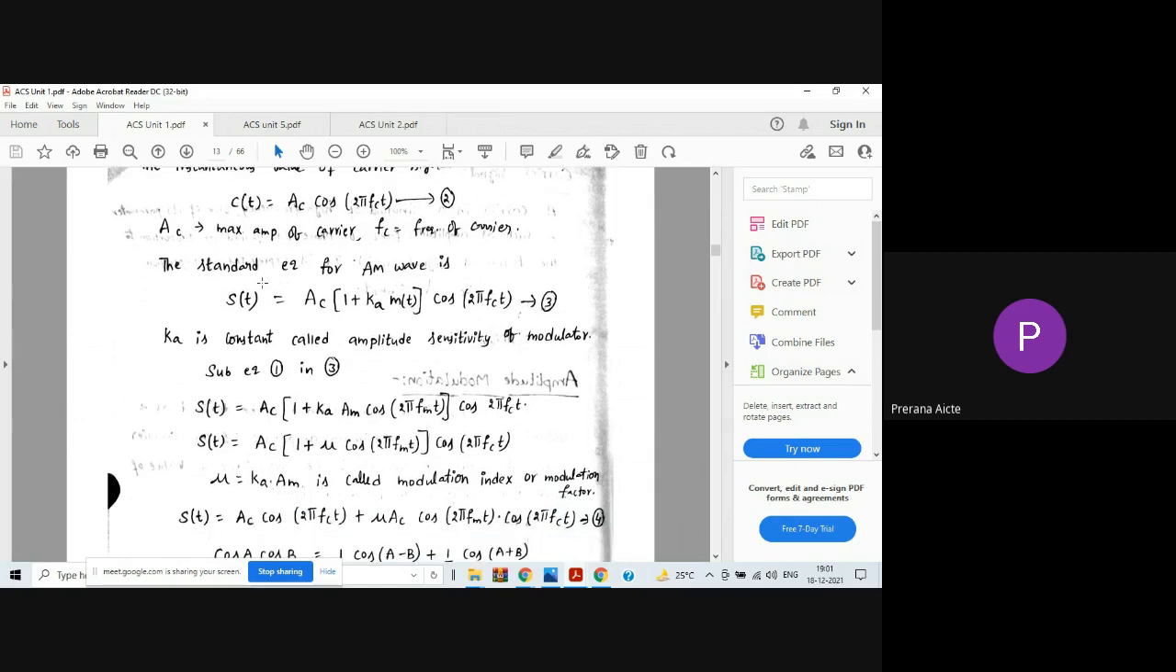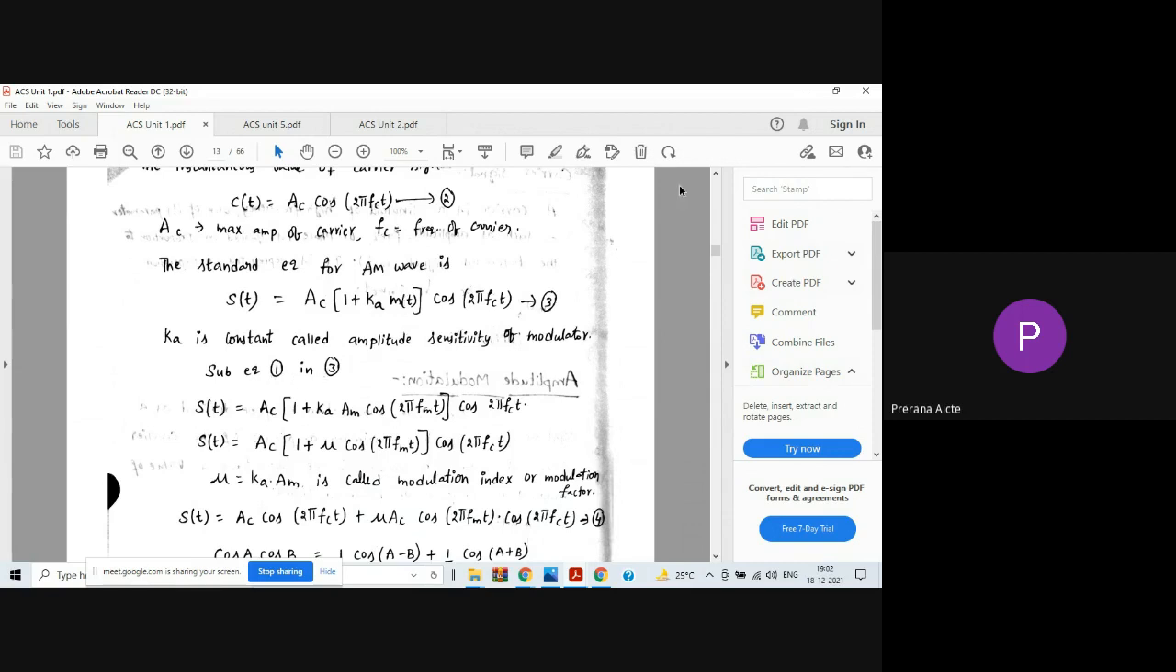So what is that? See, the standard equation for the AM wave is s(t) = Ac [1 + Ka m(t)] cos(2π fc t). What is Ka? Ka is nothing but the amplitude sensitivity. Then what we are doing? We are obtaining the final expression for the amplitude modulated signal. That's why we are substituting equation 1 in equation 3.